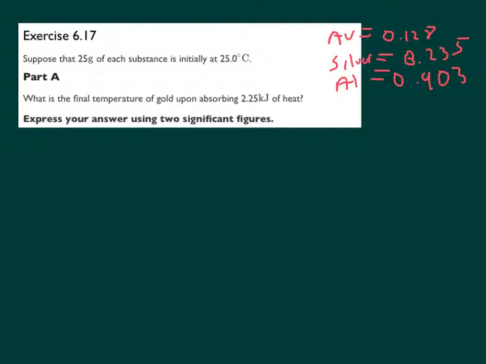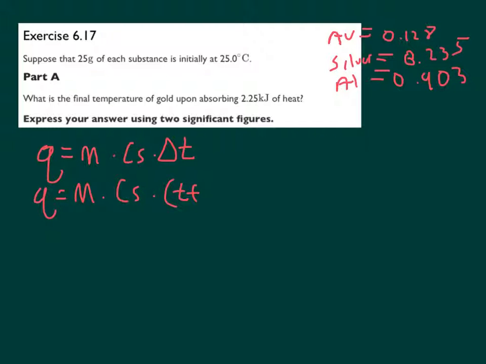All right, so let's solve this out. Suppose that 25 grams of each substance is initially at 25 degrees Celsius. What is the final temperature of gold upon absorbing the heat? The final temperature. So what formula are we going to use? The same exact one that we've been using. Q equals mass multiplied by specific heat multiplied by delta T. Now, if I were you, I would rewrite it like this: mass times specific heat times TF minus T initial, since we're going to have to solve for TF.